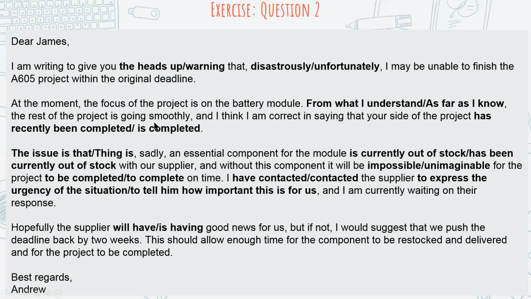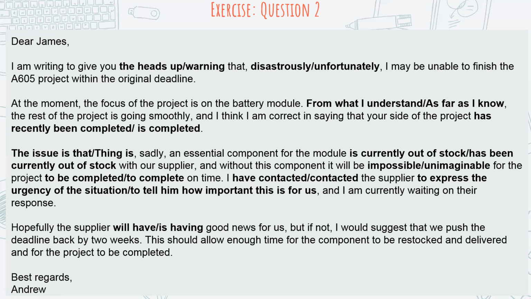The rest of the project is going smoothly, and I think I'm correct in saying that your side of the project has recently been completed or is completed. So it's like he's working on some part of the project and you are working on a different part. Which one would you use? It's of course a grammatical question. Has recently been completed or is completed? Of course, this has to do with the present time. I would use the present perfect simple tense. And this is, of course, in the passive voice. Has recently been completed.